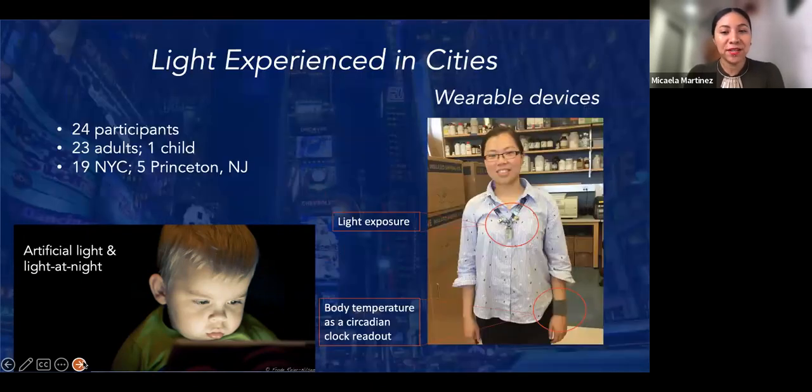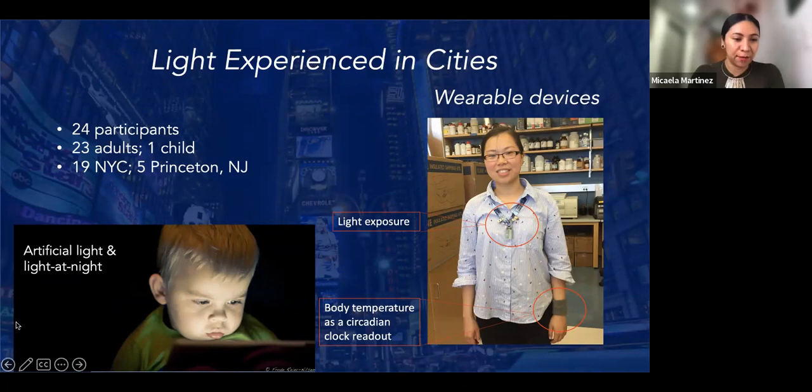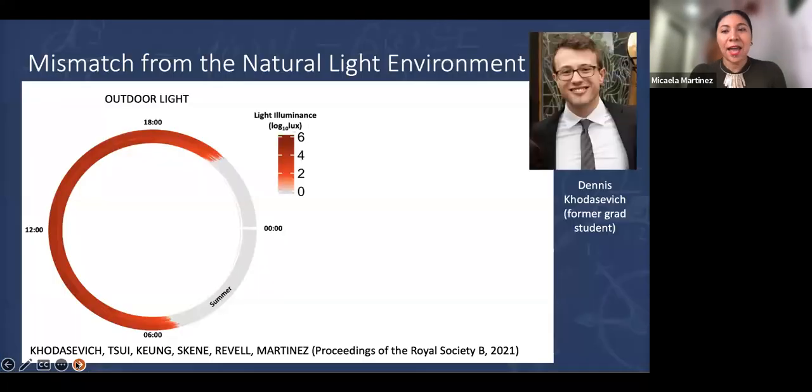And so what we did was we outfitted a group of participants, 24 participants, with a light sensor and a body temperature sensor, with the light sensor being on a lanyard on the neck. And we had them wear this for, 2 weeks straight? No, it was 1 week straight every season of the year for a year.